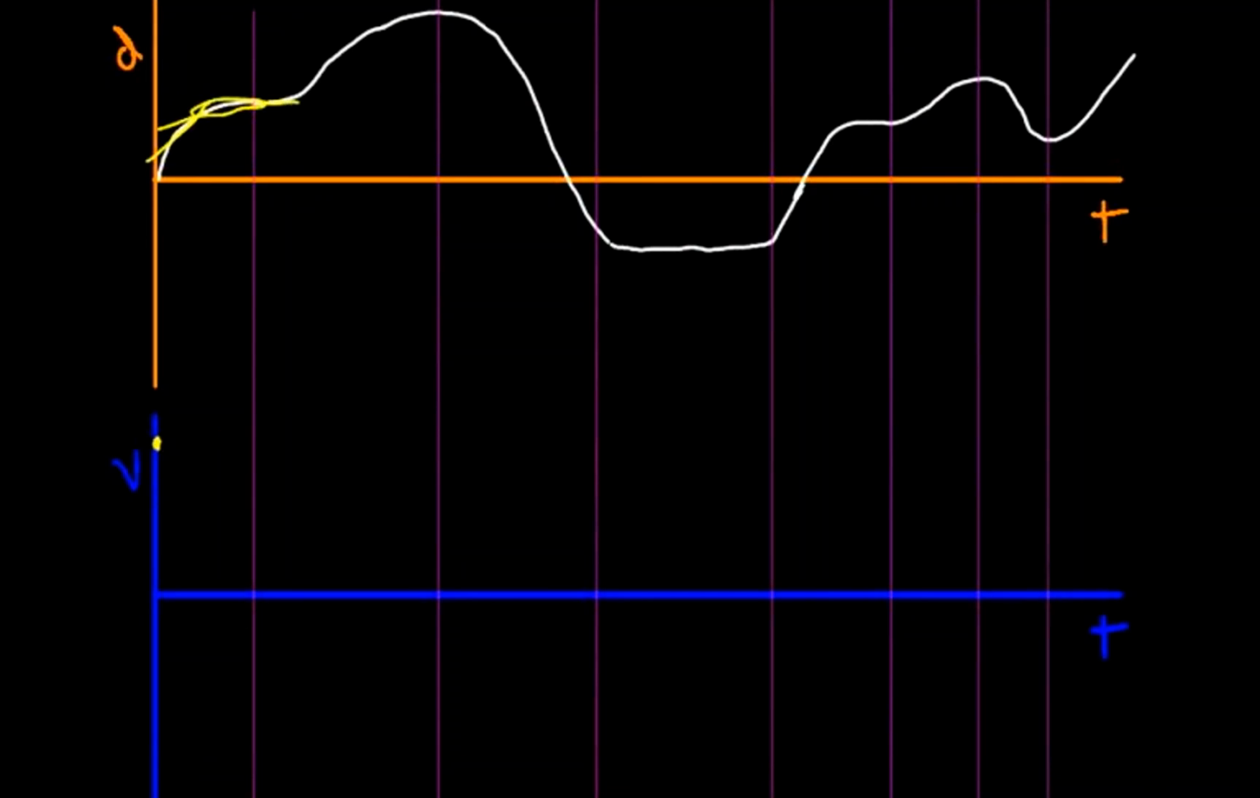Over time, the slope gets less and less steep, and in fact goes to 0 at this point here. So we'll try and draw something maybe like this, where the velocity is at 0, where the slope in the distance graph is 0. After that, we go from a 0 slope to a slightly positive slope, more positive.